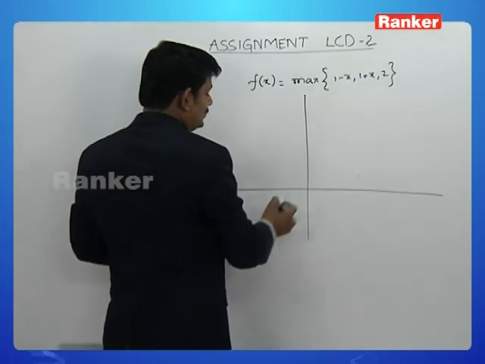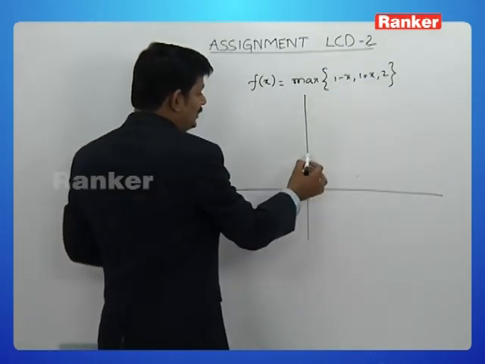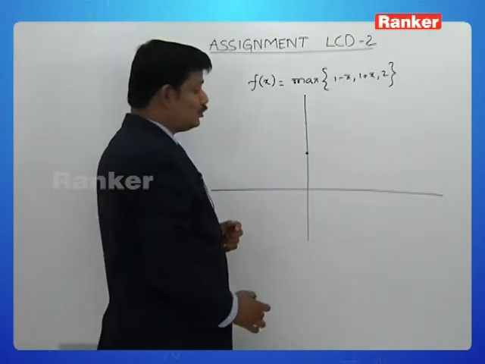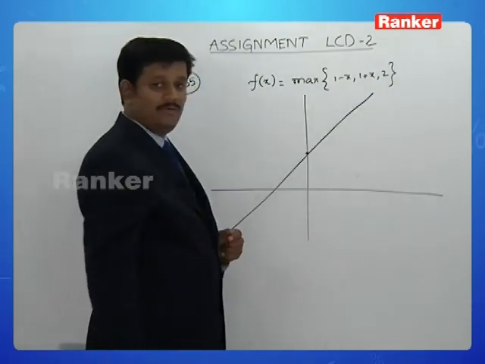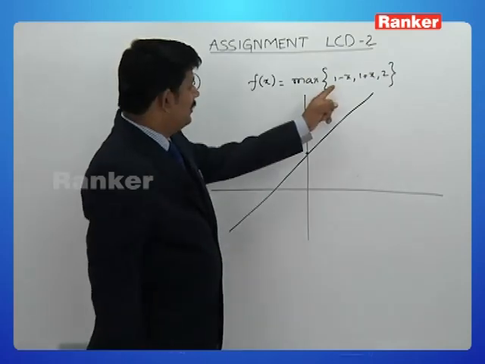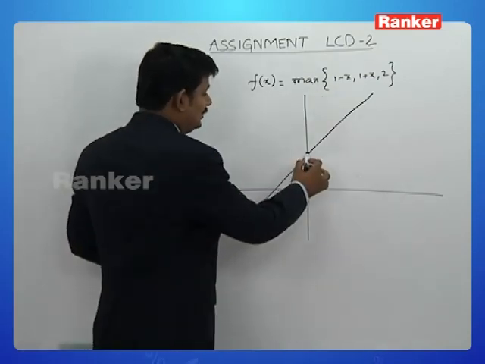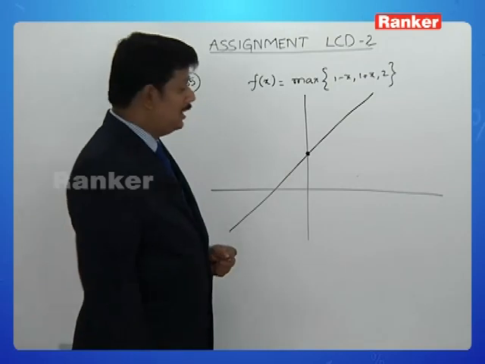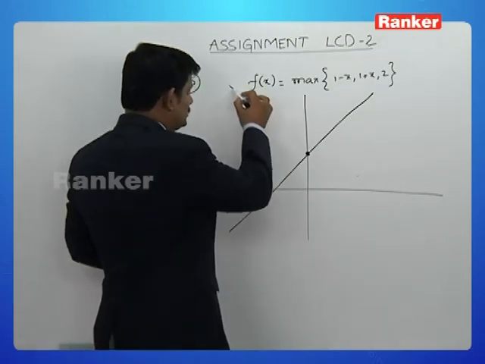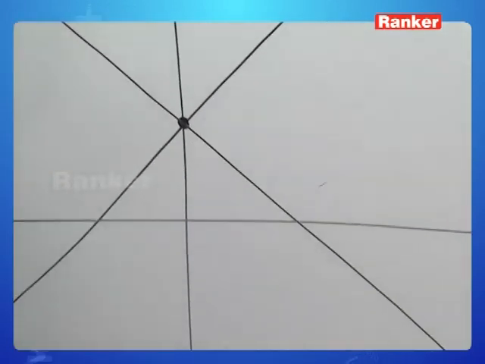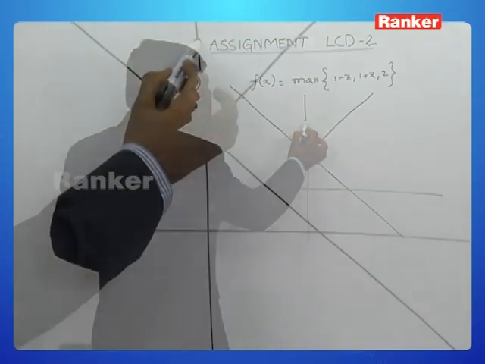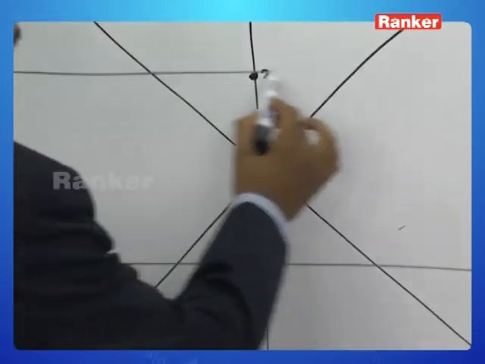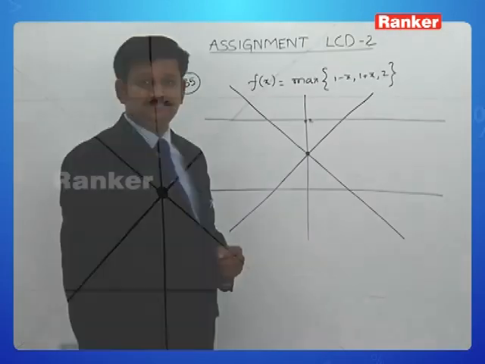1 plus x is a straight line having y-intercept 1 and having slope 1. So, this is the graph of 1 plus x. 1 minus x is a straight line having y-intercept 1 and slope minus 1. So, this is the graph of 1 minus x. And 2 is a constant function parallel to x axis.